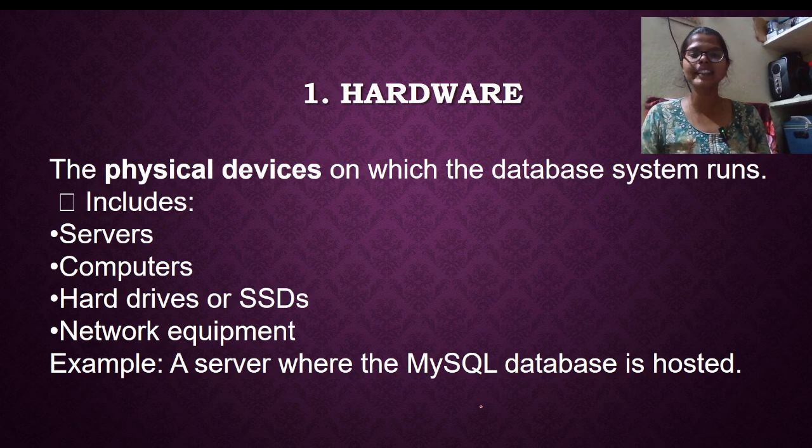The first one is hardware. The physical devices which a database system requires to run. They require a server, a computer, hardware, and network equipment. Like how we need a space to store the book, in the same way we need a space like a server to store our data, right?